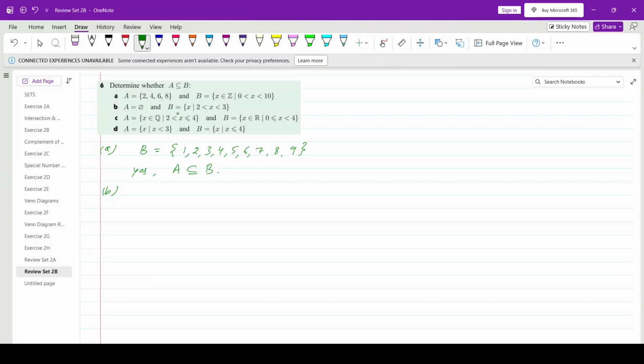A is an empty set and B is any set, let's say. So an empty set is always a subset of any other set. Therefore, we can say yes, A is a subset of B.